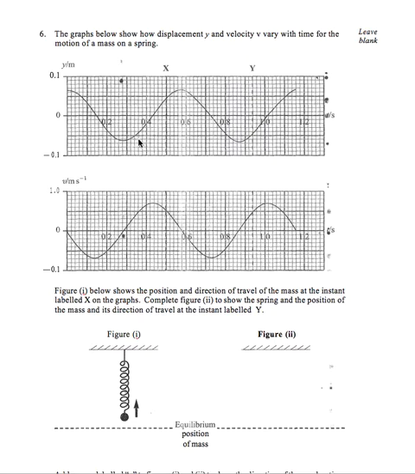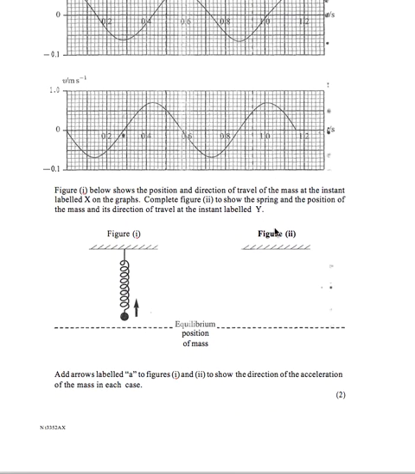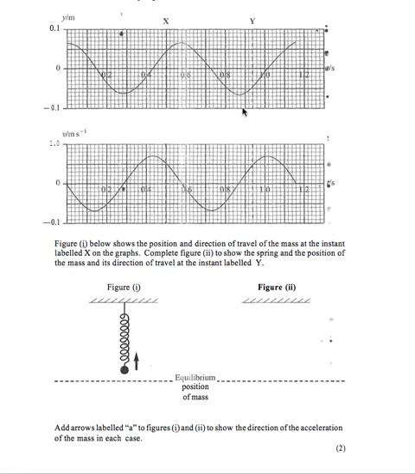For that first quarter cycle. So it says, figure 1 below shows the position and direction of travel of the mass at the instant labelled x. Complete figure 2 to show the spring and the position of the mass in its direction of travel at the instant y. Well, x is above the equilibrium position and moving up. Y is below the equilibrium position and moving up.